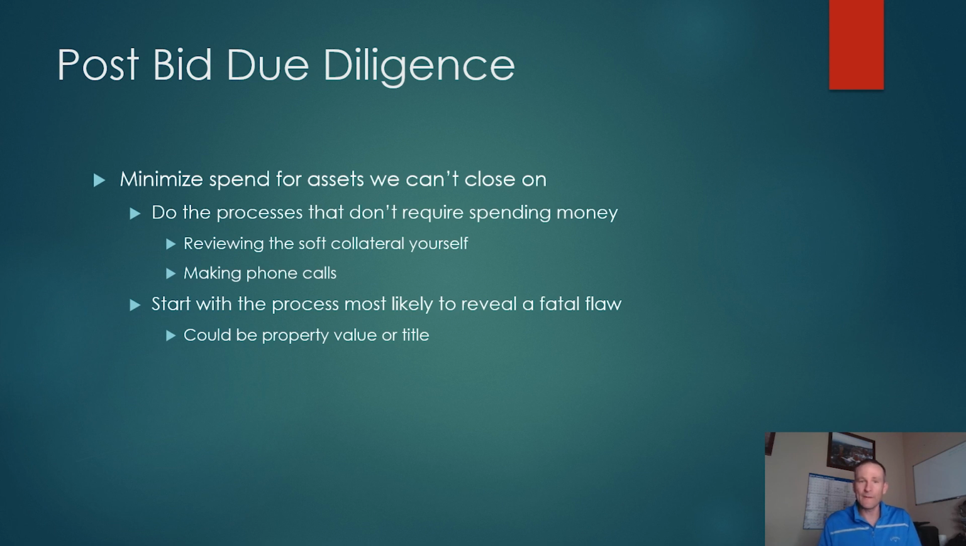Likewise, if it's a lower end asset and I've already done the soft collateral review myself and I'm pretty familiar with doing them, and I think the chain of title looks clear, and it's more likely that the BPO value is low or there's some flaw with the property, then I might pull the BPO first.